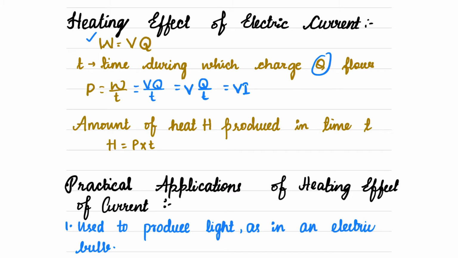Now, the energy supplied by the source is dissipated as heat, or the energy expended by the source is dissipated as heat. So the amount of heat produced in an electric circuit in time t is given by H, or H is equal to P into T, which is equal to VIT. Now we know that V is equal to IR from Ohm's law. So it can be written as IR into I into T.